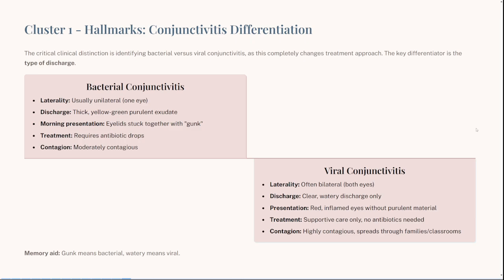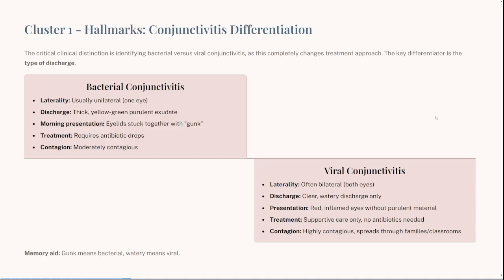And viral pink eye? Viral is the opposite in a few ways. It's super contagious, so it's often in both eyes, and you'll see it run through a family or a classroom. But critically, it does not have that purulent exudate. The discharge is clear, watery. The eyes are just red and inflamed. So gunk means bacterial, watery means viral.